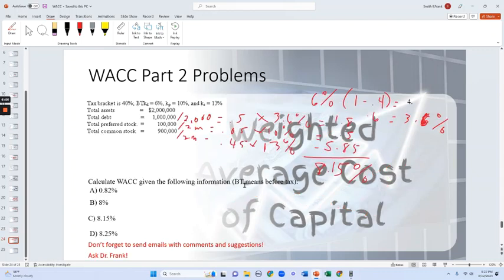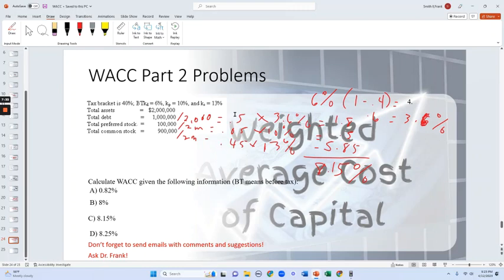One last time to put it all together, they're giving you a problem here with the tax bracket at 40%. Your debt pre-tax is 6%. Your cost of preferred was 10%, and the cost of equity was 13%. So these are your total assets, and you have to calculate your weights. 1 million of the 2 million was in debt, so 50% was in the form of debt. 100,000 of the 2 million, or 5%, was in preferred stock, and the remaining 900,000 was in equity, which is 45%.